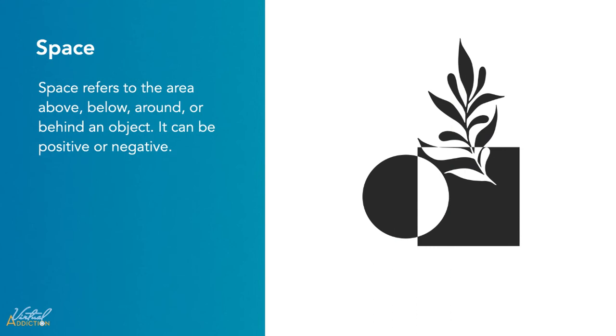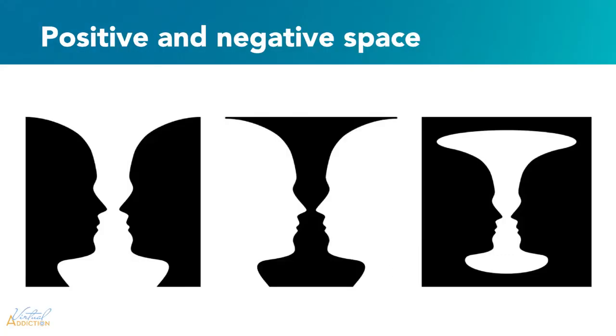Space refers to the area above, below, around, or behind an object. It can be positive or negative. Positive space refers to the subject or areas of interest, such as a person's face or furniture in a room. Negative or white space, on the other hand, refers to the background area that surrounds the subject or areas of interest.